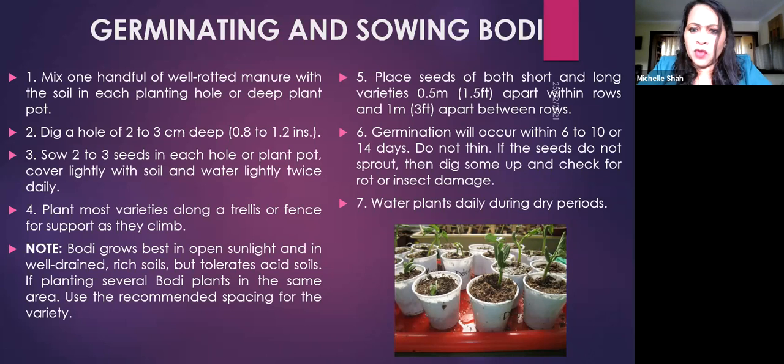Do not thin it, but if the seeds do not sprout, then dig some of the seeds up and check for rot or insect damage. Then water the plants daily during dry periods. Bodi grows best in open sunlight and in well-drained rich soils, but tolerates acidic soils. If planting several bodi plants in the same area, use the recommended spacing for that variety.